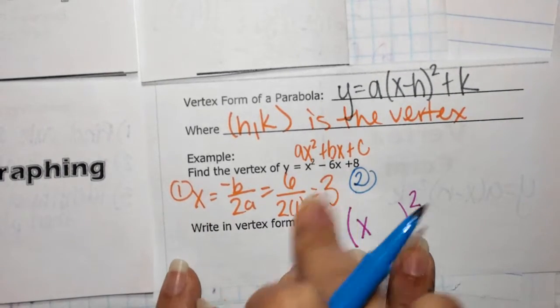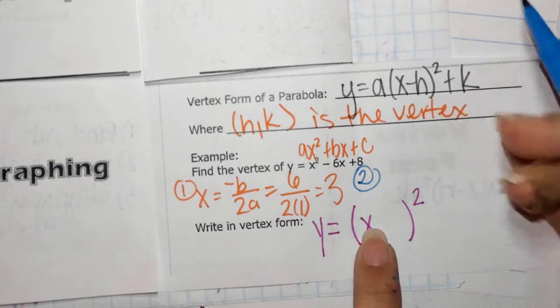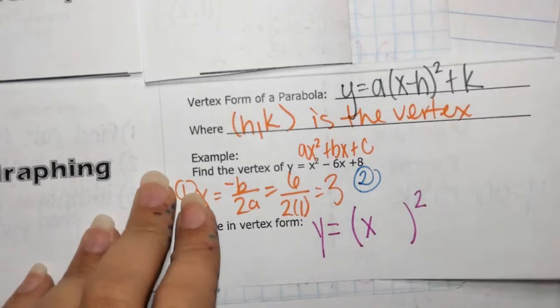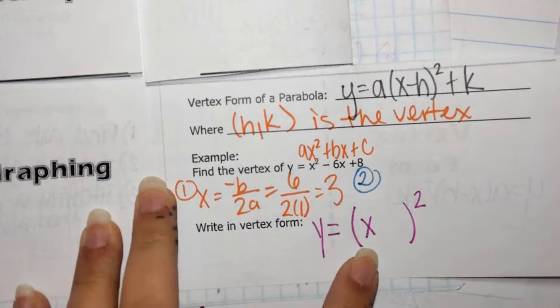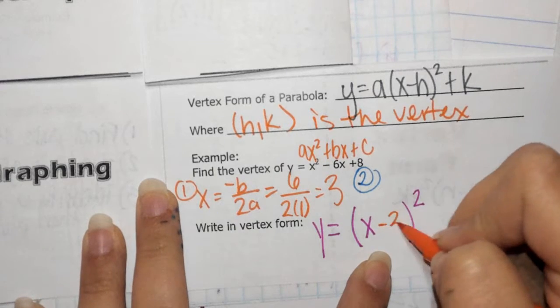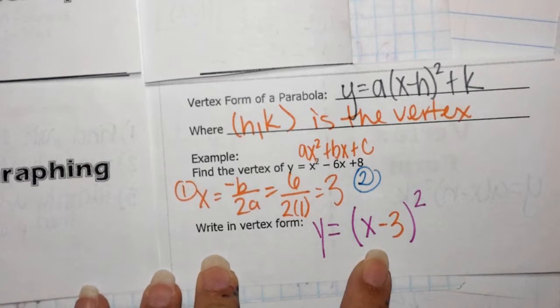Alright, so then this gives us our x value, which is our h. Now remember, when it's in parentheses, we have to have the opposite, right? So if our x value, if our h is 3, what would go in parentheses? Three. Negative 3. -3. Why? I just explained it.